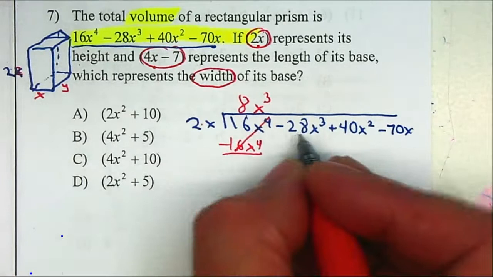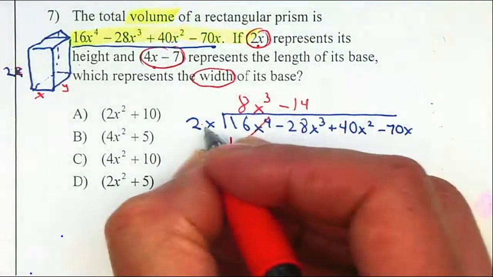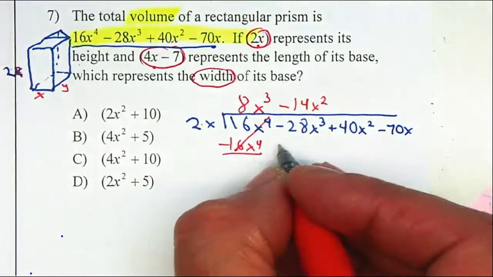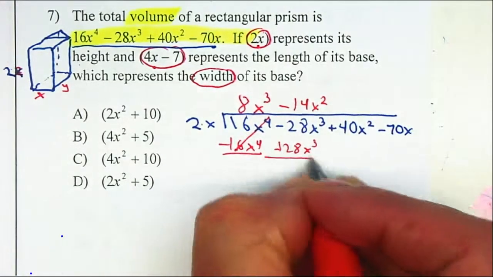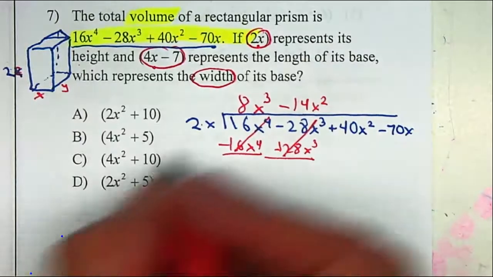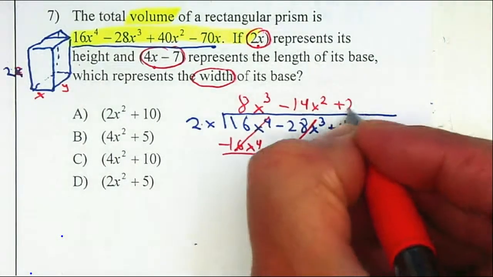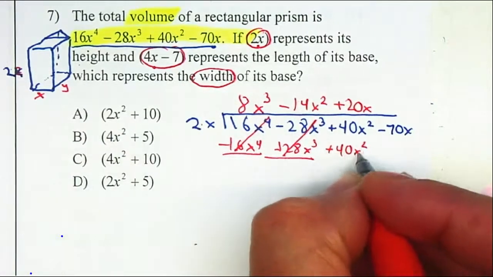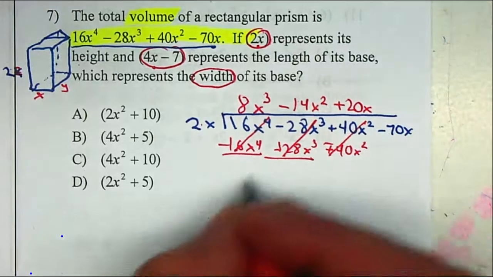What do I need to multiply 2x by to get negative 28x to the 3rd? It will be negative 14x squared. That multiplied together gives me negative 28x to the 3rd. Change your signs and it cancels as well. And what do I need to multiply 2x by to get 40x squared? It will be positive 20x. Multiply it out, gives me positive 40x squared. And change your signs, cancels.